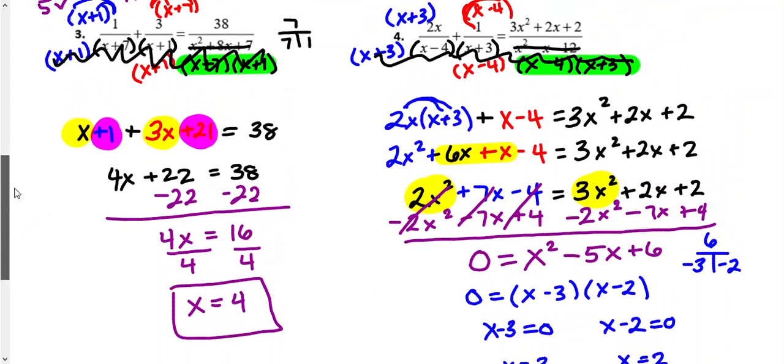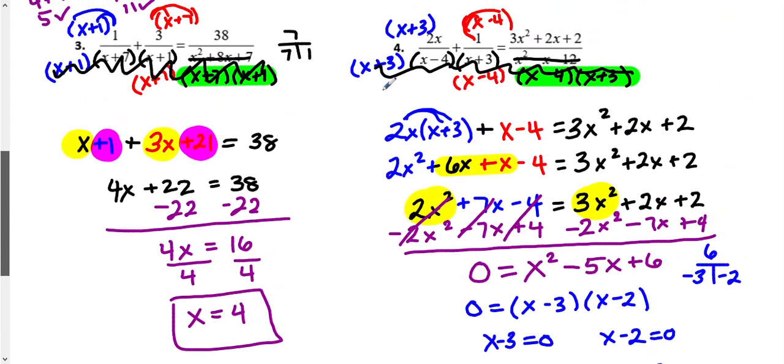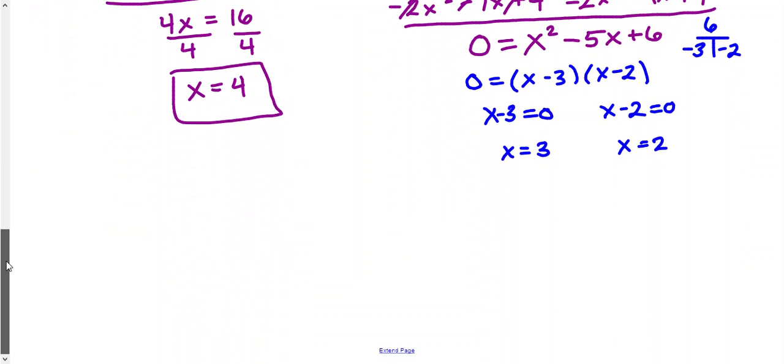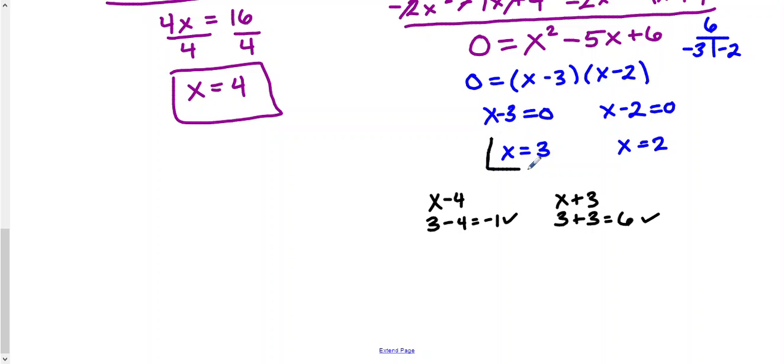Now the last step is to check my denominators. And my denominators were x minus 4 and x plus 3. So I'm actually going to come down here and check them. So I had x minus 4 and x plus 3. So first let's check the 3. We can do 3 minus 4, which gives me negative 1, and that's okay. We also have 3 plus 3, which gives me 6, and that's okay. So x equals 3 works.